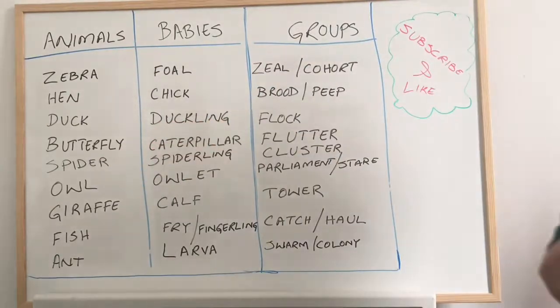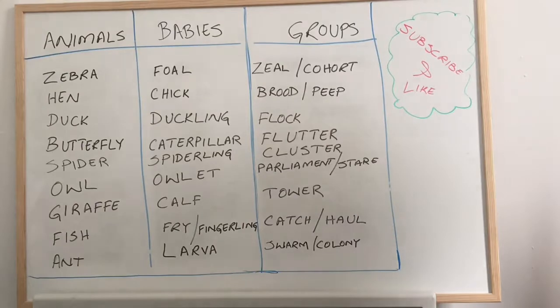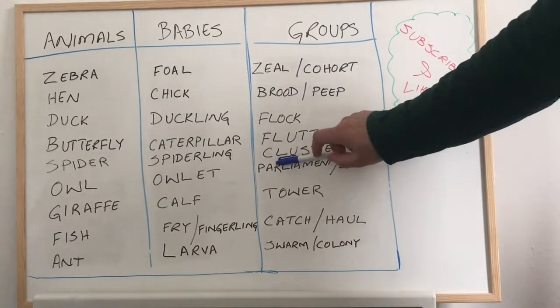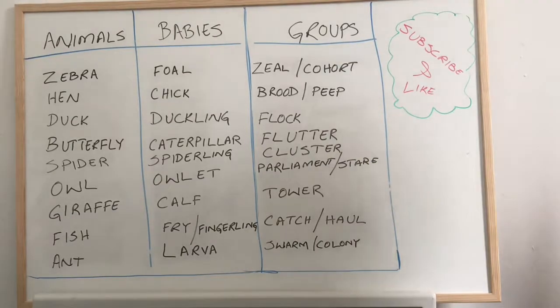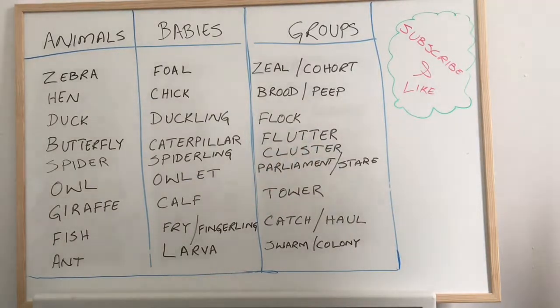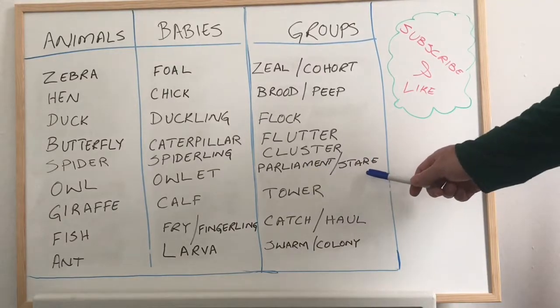Spider. A baby spider is called spiderling, and a group of spiders is called cluster. Owl. A baby owl is called owlette, and a group of owls is called parliament or stare.